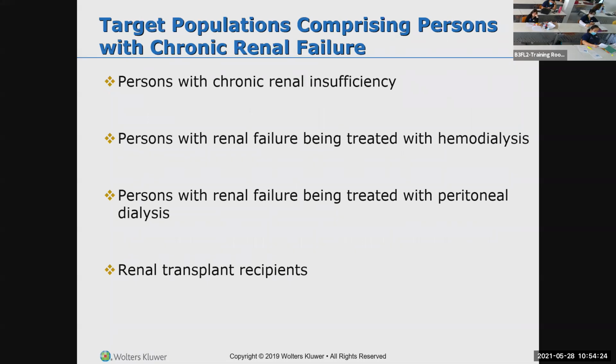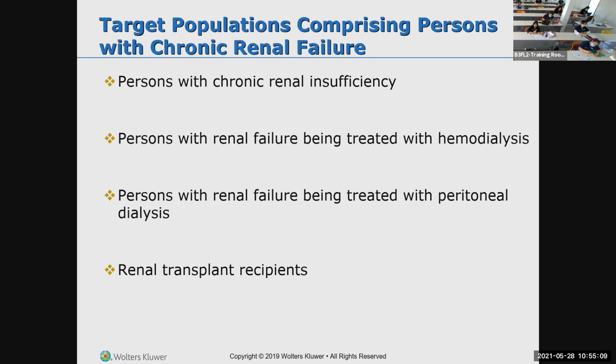Target populations comprise persons with chronic renal failure, persons with chronic renal insufficiency, persons with renal failure treated with hemodialysis. Now the question of hemodialysis is very important. Persons with renal failure being treated with peritoneal dialysis. Now, peritoneal dialysis can be done at home. Please listen carefully. This can be done at home.